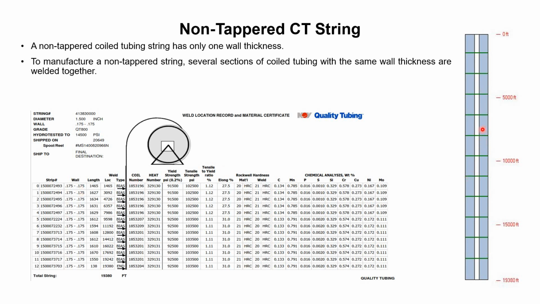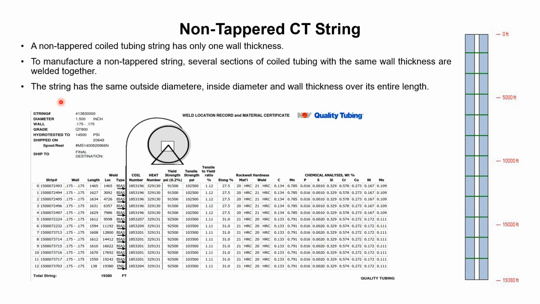If it has the same wall thickness, it will have the same outer diameter and also the same inner diameter. So simply, if we want to describe a non-taper coil tubing string, we will say that a coil tubing which has the same outer diameter, same inner diameter and same wall thickness is a non-taper coil tubing string. That is written over here: the string has the same outside diameter, inside diameter and wall thickness over its complete, that is entire, length.